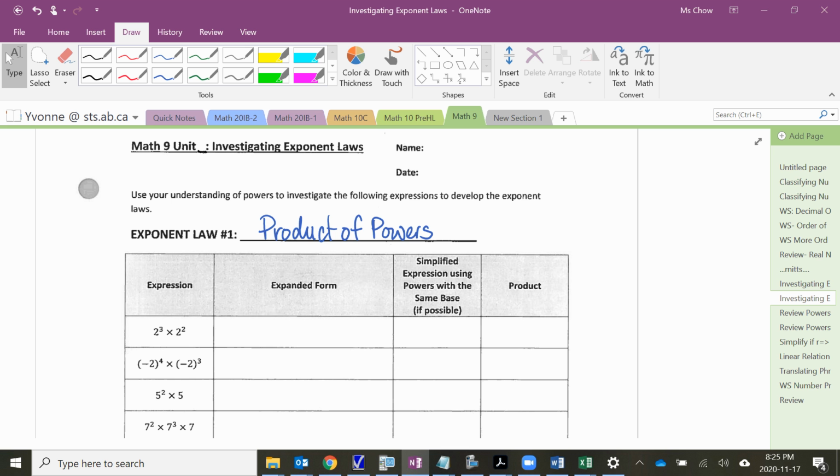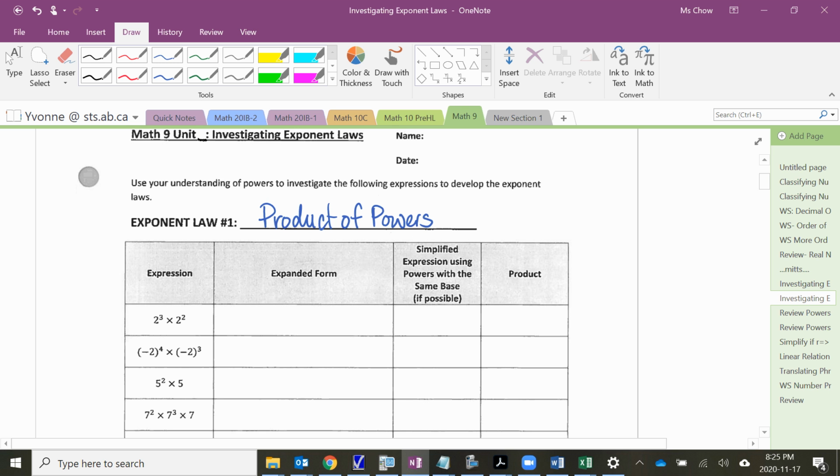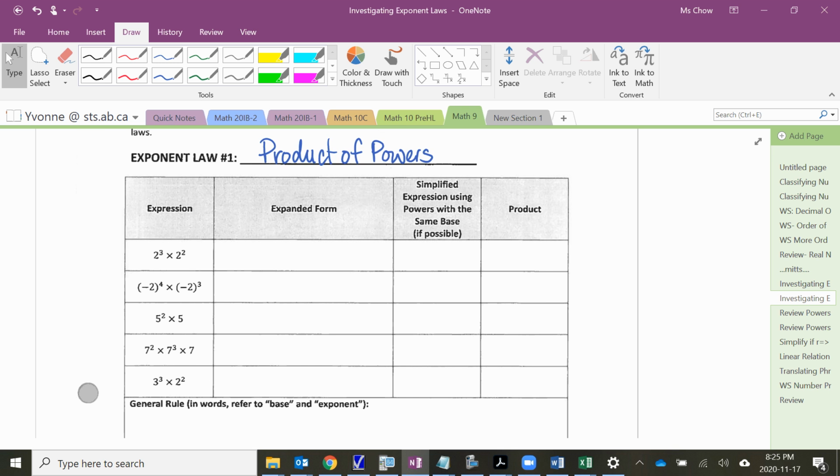And so I'm going to talk you through a couple of pieces, and I would just ask that when it says hit pause and to complete the work, that you go ahead and do so. And then once you hit play, I'll either have everything filled in for you or I might talk through a couple of other things. Okay, so the first exponent law that we're going to look at is product of powers.